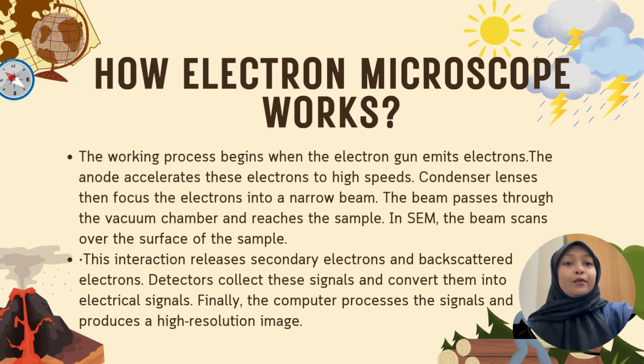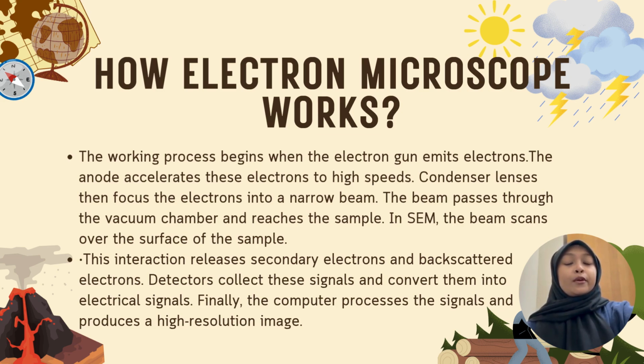The process begins with the electron gun, which emits a beam of electrons. These electrons are then accelerated to high speed by the anode. Next, condenser lenses focus the electrons into a narrow and precise beam. The beam travels through a vacuum chamber to prevent collisions with air molecules, ensuring clear and accurate imaging. The focused electron beam then reaches the sample.